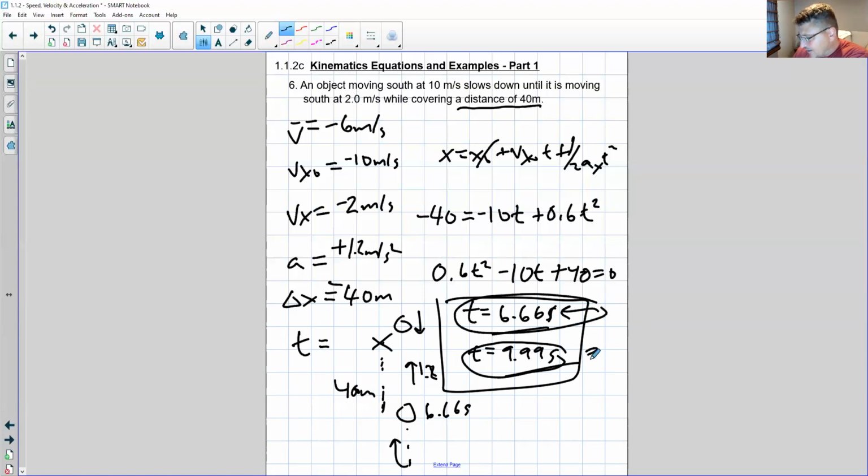This time might happen. We're not sure what's going to happen after we pass through the 40 meters. Maybe it'll continue with the same acceleration and come back the other way. And if it does, then if the acceleration stays constant, it will be back at that position at 9.99 seconds.